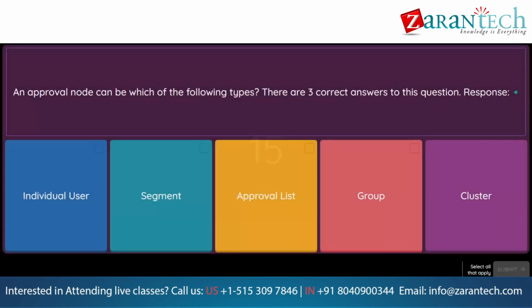Question: an approval node can be which of the following types? There are 3 correct answers to this question. Response: Option 1, individual user. Option 2, segment. Option 3, approval list. Option 4, group. Option 5, cluster.